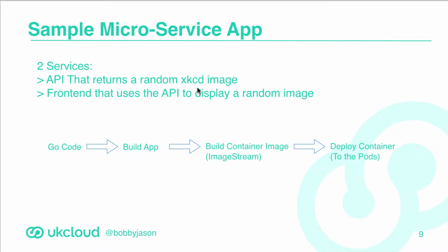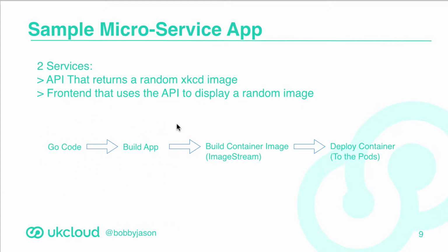One of them is an API that connects to XKCD to pull back a random funny XKCD image. If you don't know what XKCD is, just Google it and you'll see. It's basically just a funny geek comic web strip thing. Then we've got a front end which uses the API to display that random image. So what we've actually got, we've got some Go code which we need to build, essentially just using the Go build tool.